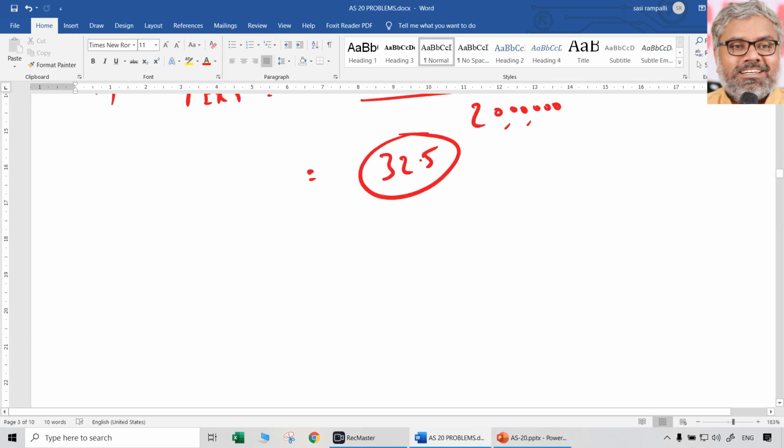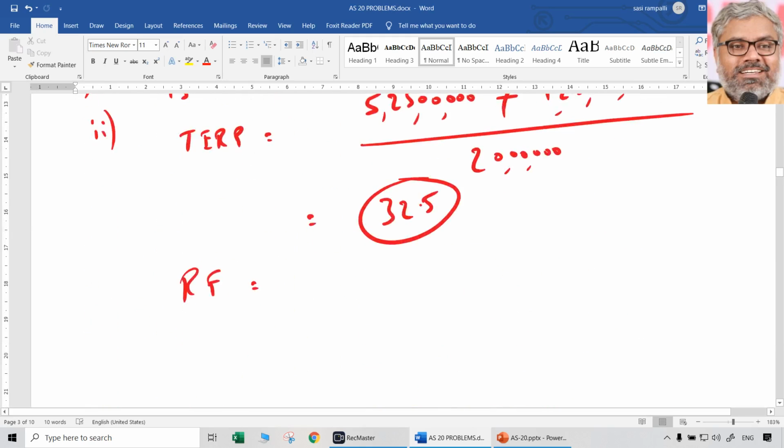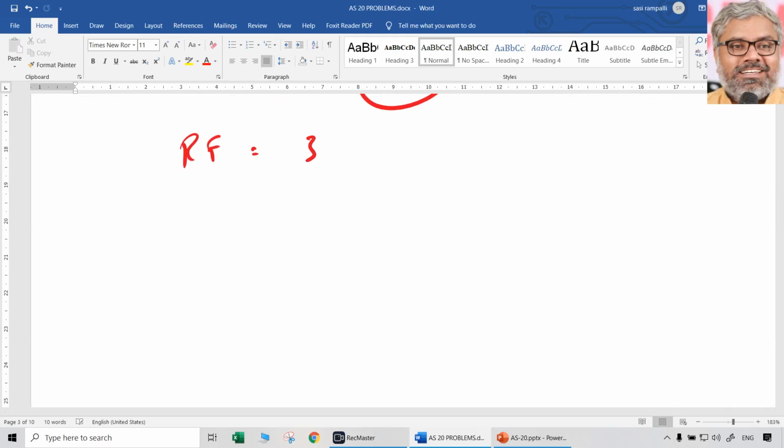But that is of no use for us by itself, because we need it for the rights factor. What is the rights factor? Fair value before rights issue divided by theoretical ex-rights price. What was the fair value before rights issue? Once again, 35 rupees. That was given. So 35 divided by 32.5. What is the rights factor here?